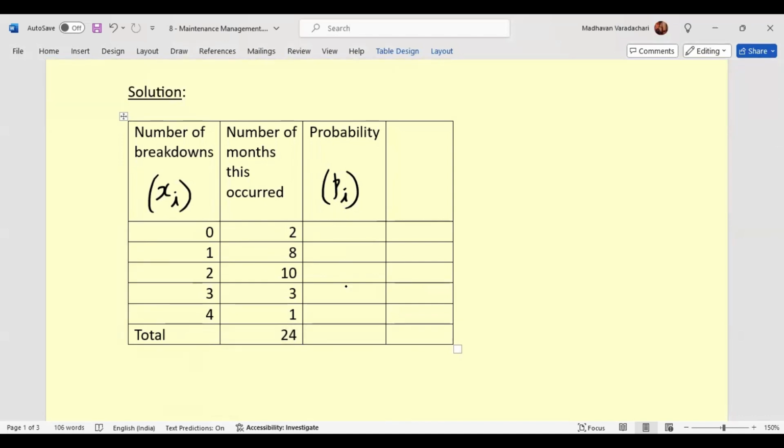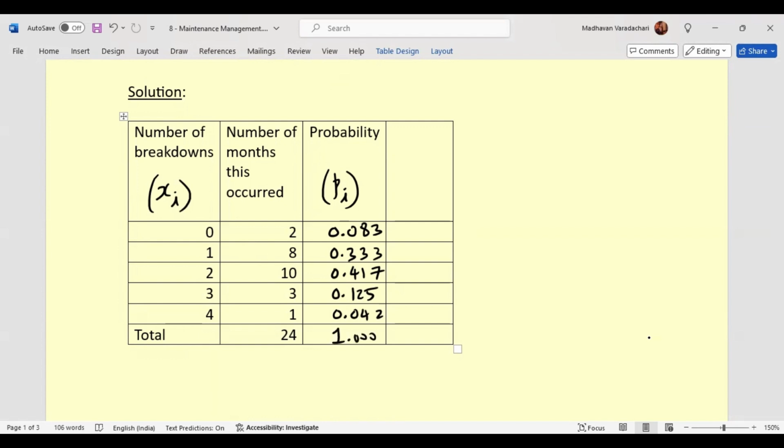If we calculate, we will get 0.083. 8 by 24 is nothing but 1 by 3, and that is 0.333. 10 by 24 works out to 0.417. 3 by 24 is 1 by 8, which is 0.125. 1 by 24 works out to 0.042. Now, if we add this, we will get 1 as the total probability.